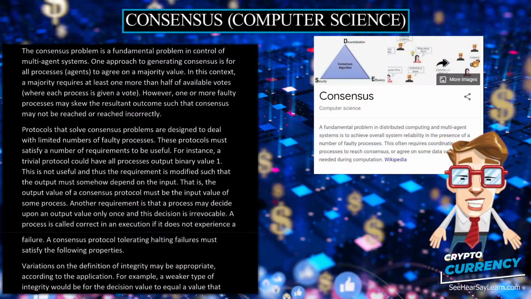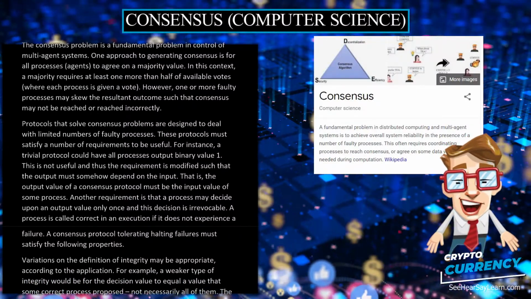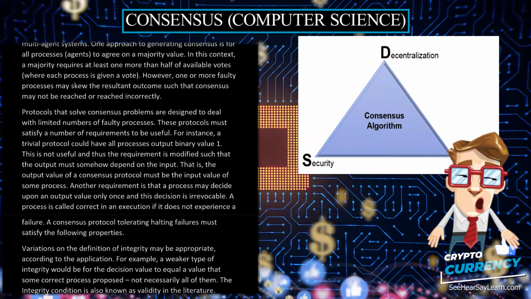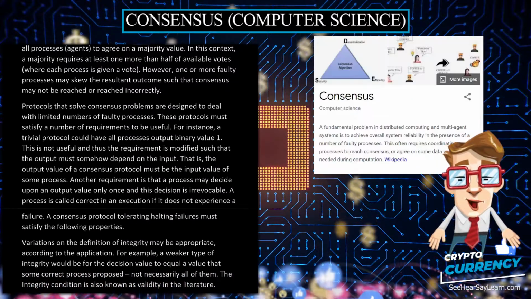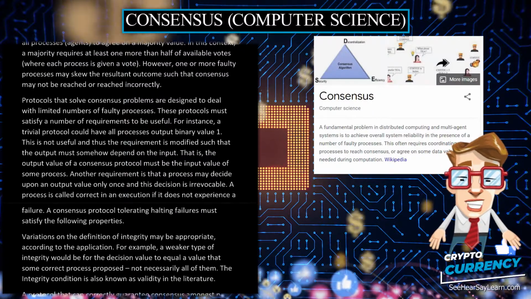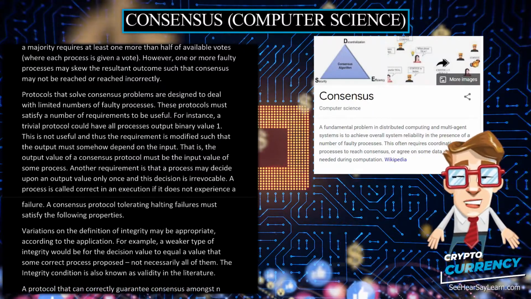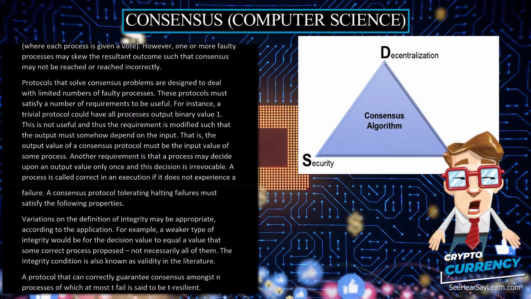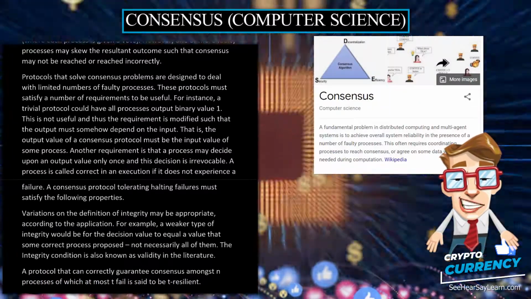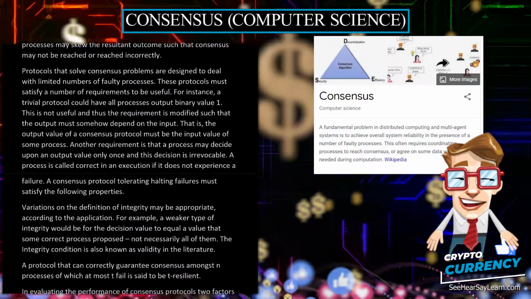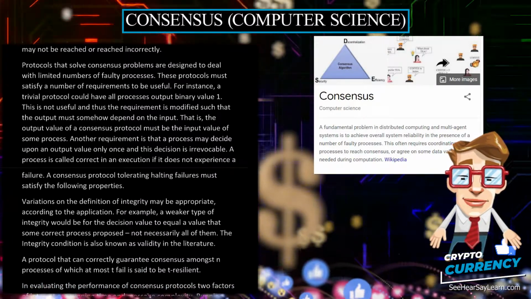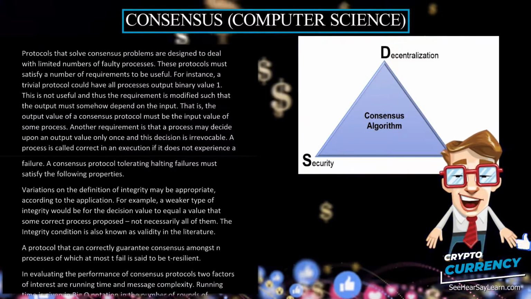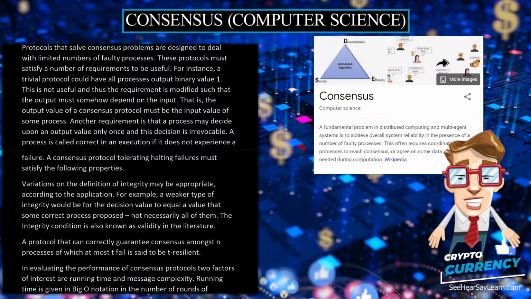These protocols must satisfy a number of requirements to be useful. For instance, a trivial protocol could have all processes output binary value 1. This is not useful and thus the requirement is modified such that the output must somehow depend on the input. That is, the output value of a consensus protocol must be the input value of some process. Another requirement is that a process may decide upon an output value only once and this decision is irrevocable.